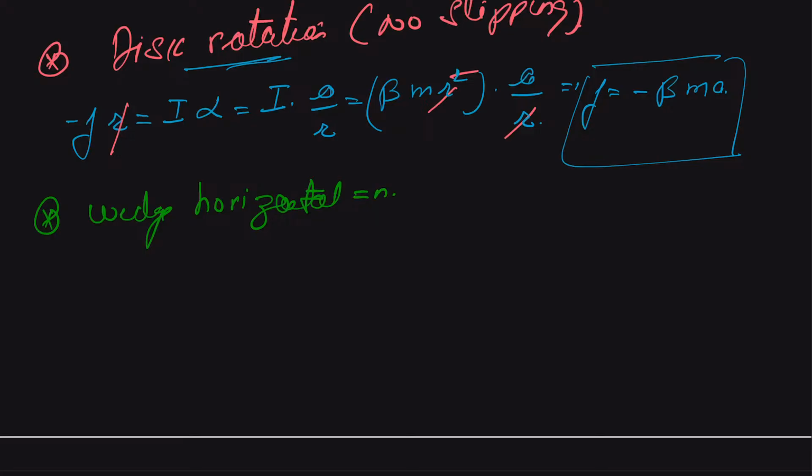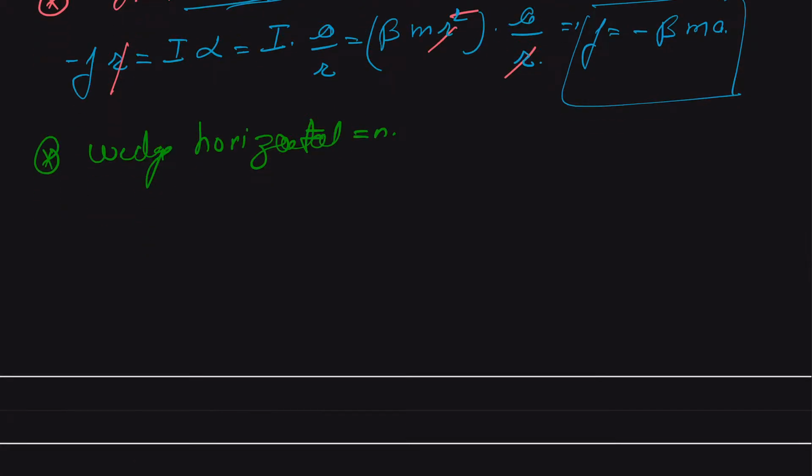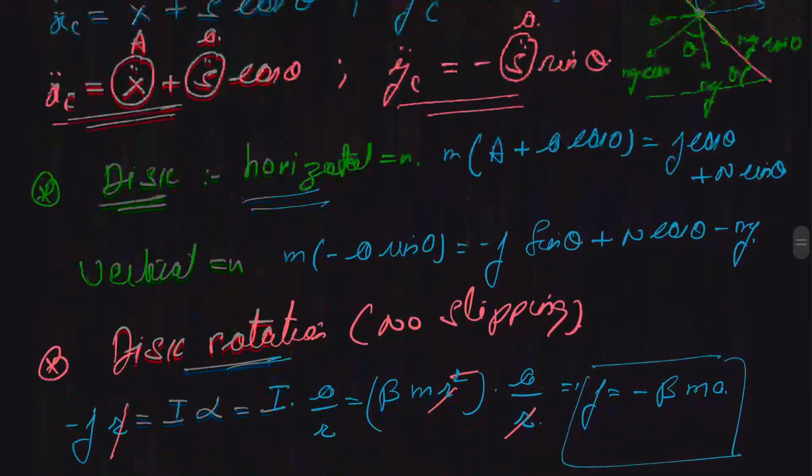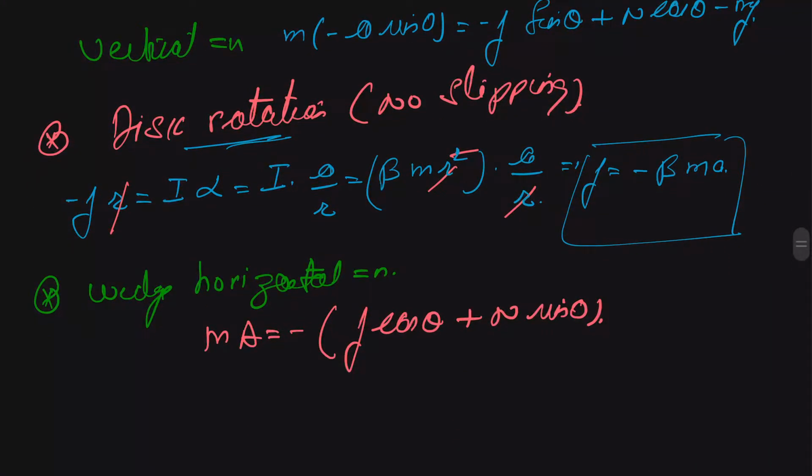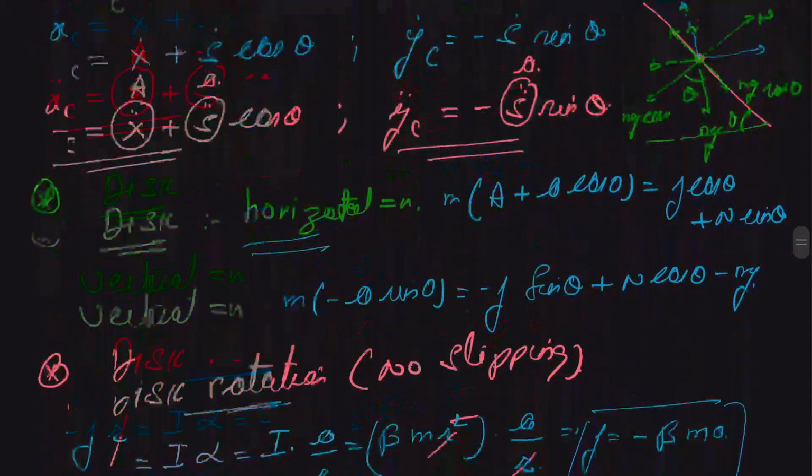Wedge horizontal equation. Wedge acceleration we have taken as A, so this comes as mass into acceleration will be equal to minus m, we have this as f cos of theta plus n sine of theta. Okay. So these are the two equations of our wedge horizontal motion.